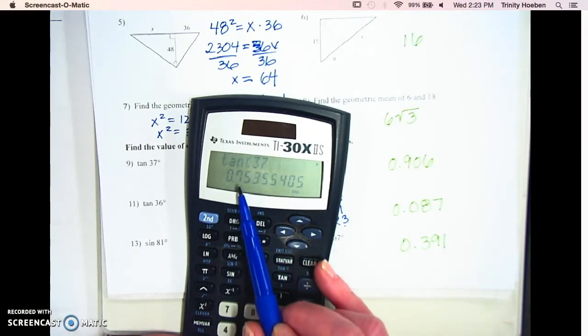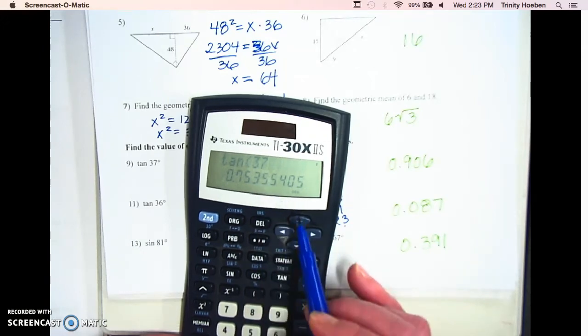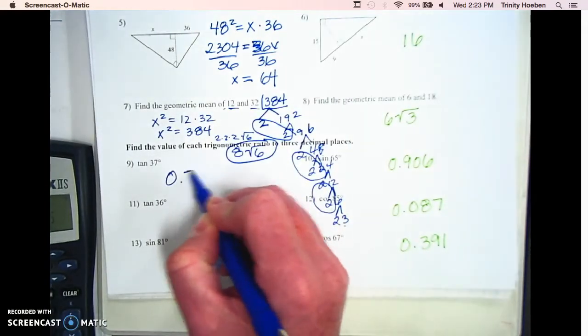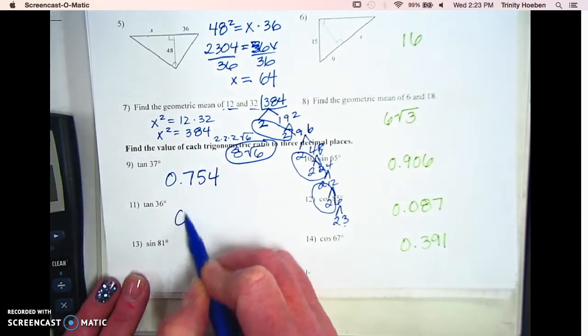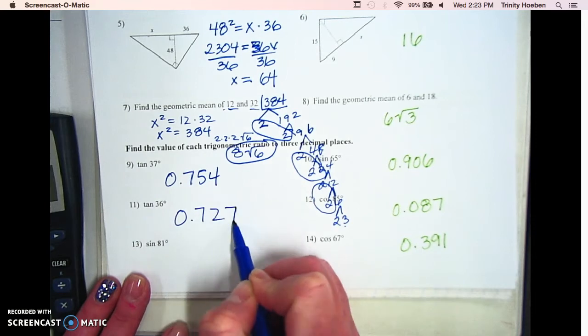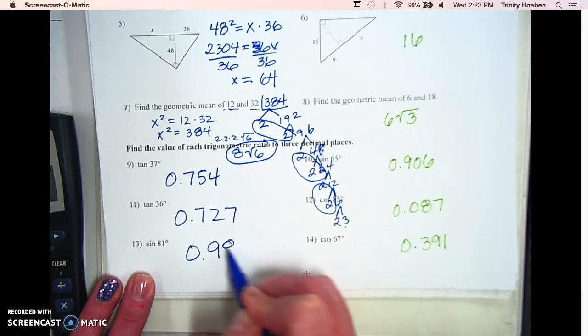So you have 0.753, but there's a 5 next to it, so you got to round up to 4, so it's 0.754. Tangent of 36 rounds to 0.727, and the sine of 81 rounds to 0.988.